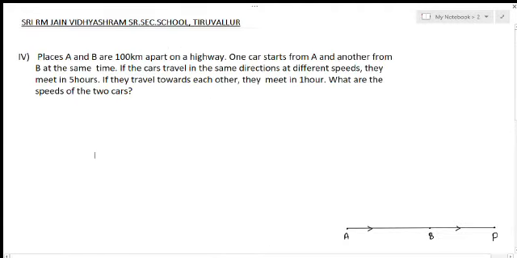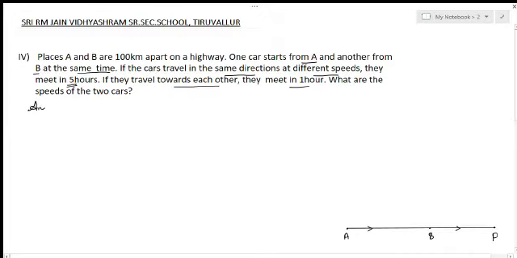Places A and B are 100 kilometers apart on a highway. One car starts from A and another car starts from B at the same time. If the cars travel in the same direction at different speeds, they meet in 5 hours. If they travel towards each other, they meet in 1 hour. What are the speeds of the two cars?